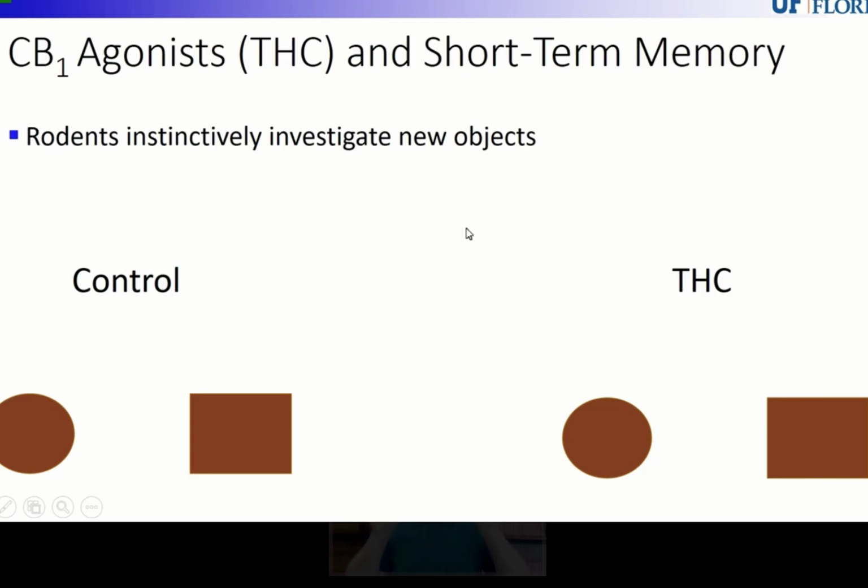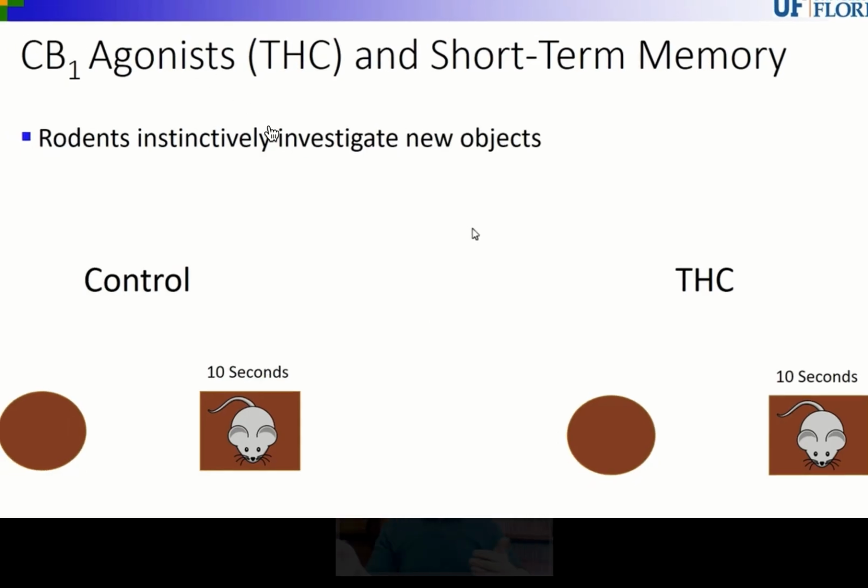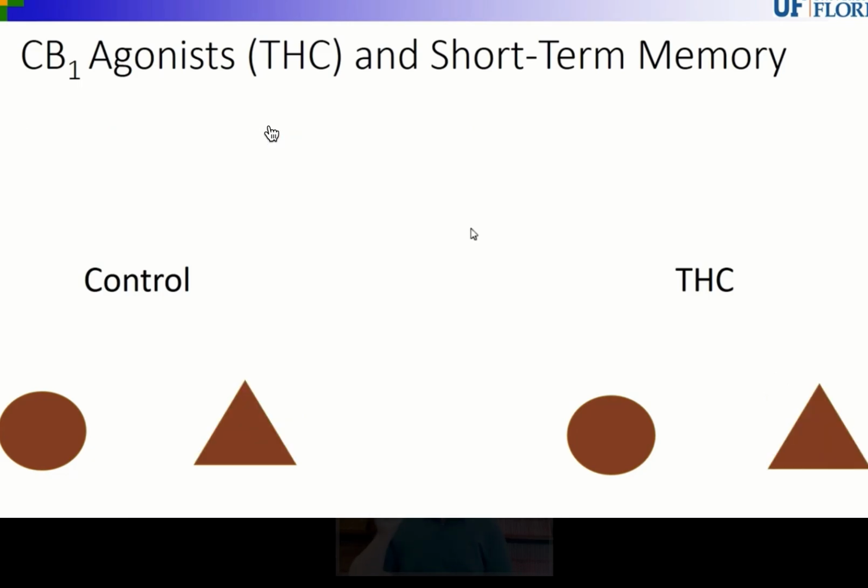And the first time that you put these objects into the cage, the control mouse spends 10 seconds with each, the THC mouse spends 10 seconds with each. For both the control and the THC, these objects are new. They're going to spend a fair amount of time with them, and they spend equal amount of time between them because they were new. Now we're going to remove the square object and replace it with a triangle object.